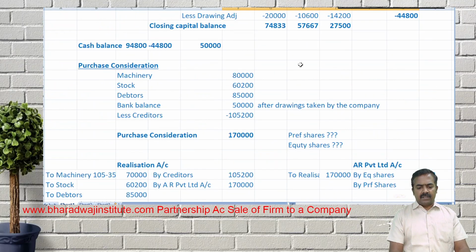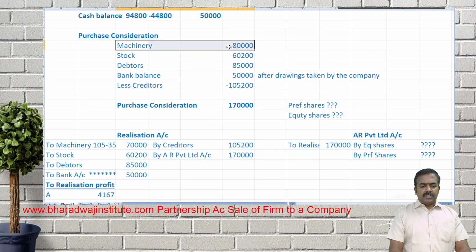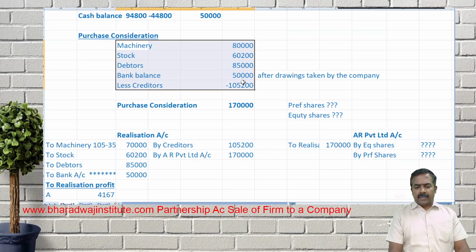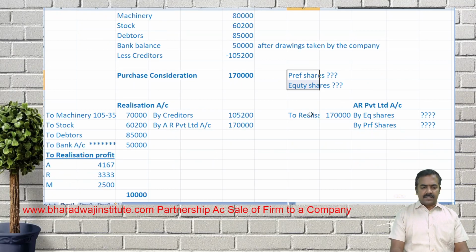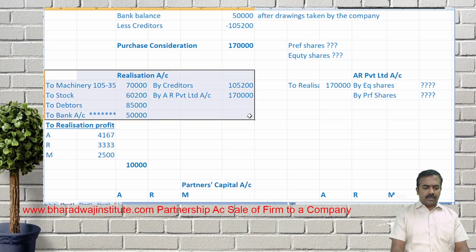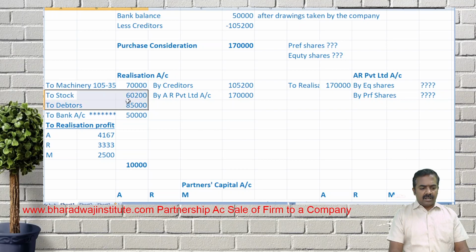Then wait பண்ணுங்க. We get purchase consideration, machinery, stock, debtors, bank balance after drawings minus creditors. What is the net assets? 1,70,000. இது எவ்வளவு preference share equity share இப்போ decide பண்ண முடியாது because it has to be decided based on what? How much is going to be allotted to partners. Then we prepare realization account. Assets, all assets at what value? Book value. Machinery, stock, debtors.